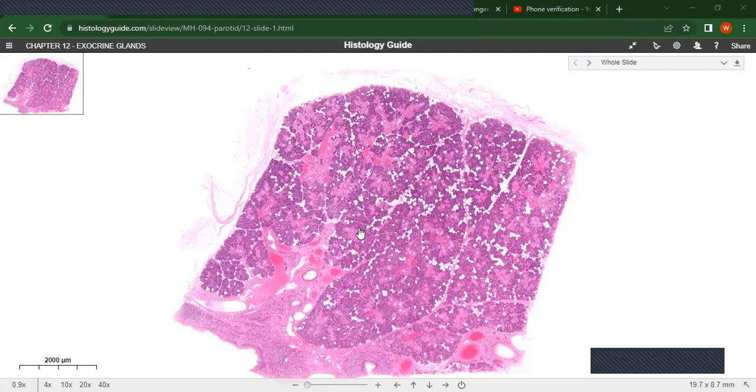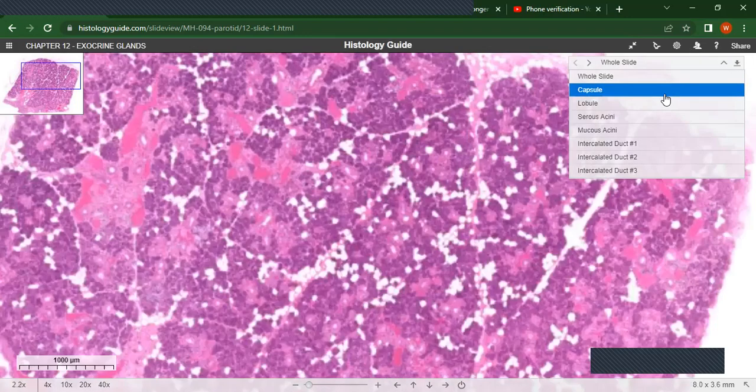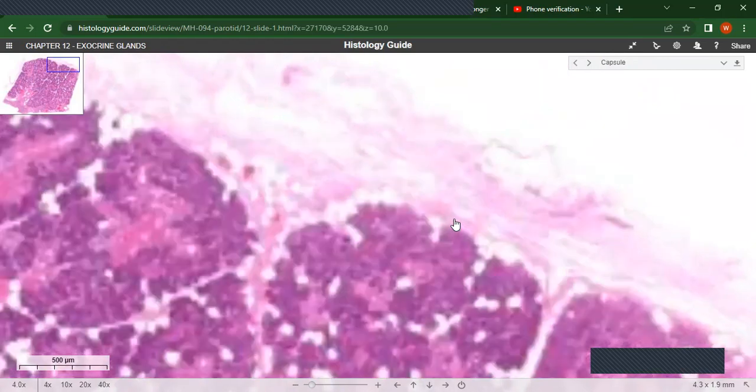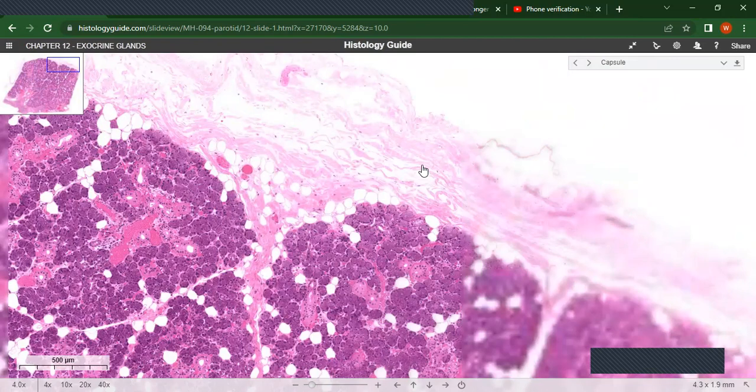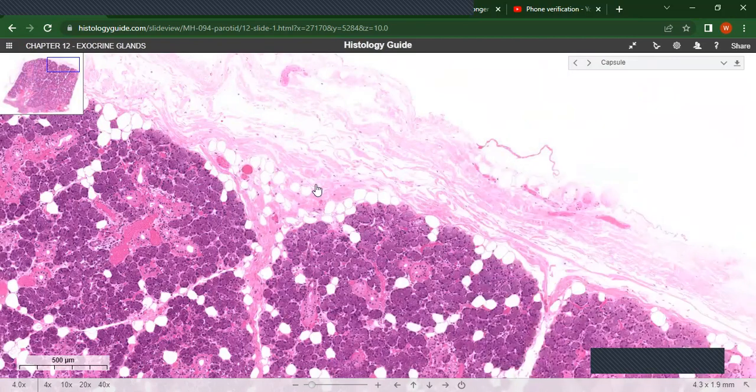The other component of the exocrine gland, remember the parotid gland is an exocrine gland since it has ducts. So let's have a closer view of the capsule first before discussing the parenchyma. This is the capsule here. I hope you can see it clearly. It is sending in the trabeculae. You can see these white cells. These are the adipocytes. Adipocytes increase in number as one ages.